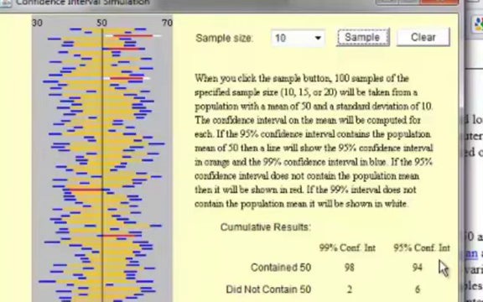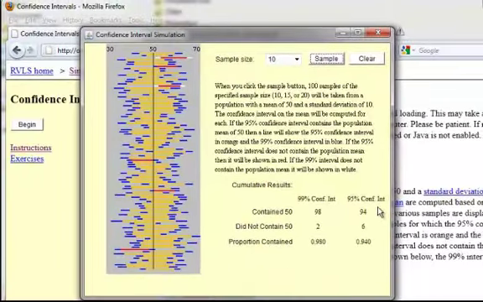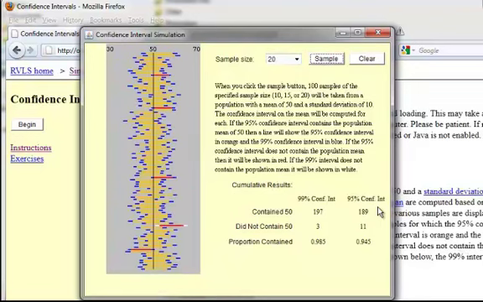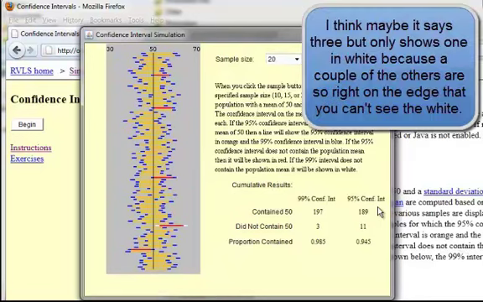And every once in a while, if the 99% interval does not contain the population mean, that will be shown in white. So you can see there are two within this whole set of 100 sample means that did not contain 50. Then we had 6 of them that didn't have the mean of 50 fall within the 95% confidence interval. So let's try a sample size of 20. Let's see. Oh, we've only got one that fell, or no, is that right? Yeah, only got one.